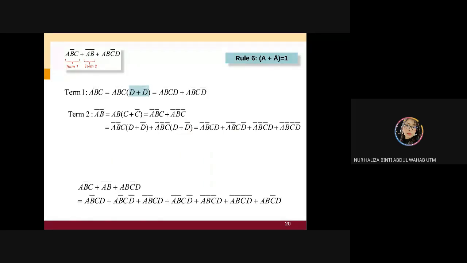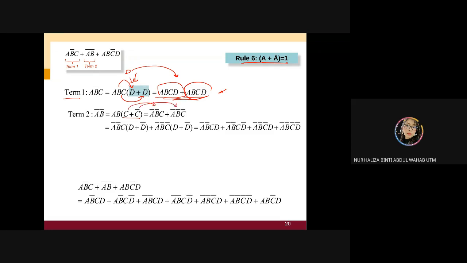So here, for term 1, you're going to follow rules number 6. You multiply with the missing variable, which is D. So you multiply A, B bar, C with D, you get this. And you multiply again, you will get this. Finish. With one variable missing, you have 2 terms. And if you're missing 2, first you're missing C, you're going to get this one.